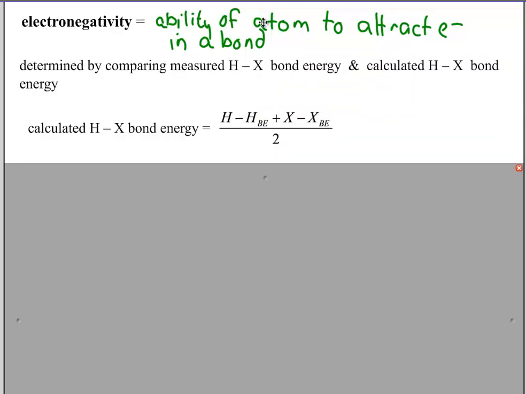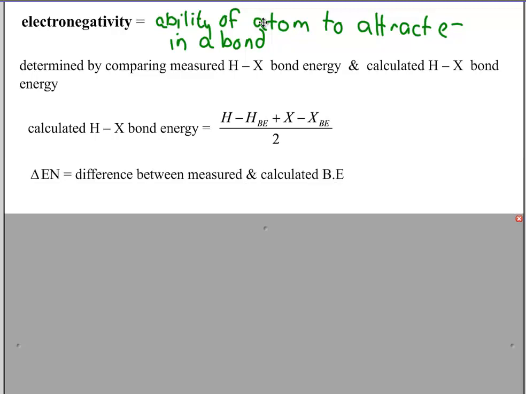Okay, I measure the hydrogen-element bond, and then I'm going to calculate the hydrogen-element bond using the equation below. So to calculate the hydrogen-element bond, I'm going to take the hydrogen-hydrogen bond energy and the element-element bond energy, add those together and divide by 2, and that will give me the calculated hydrogen-element bond. And I'm going to take the difference between the measured and the calculated bonds, and that is my electronegativity.